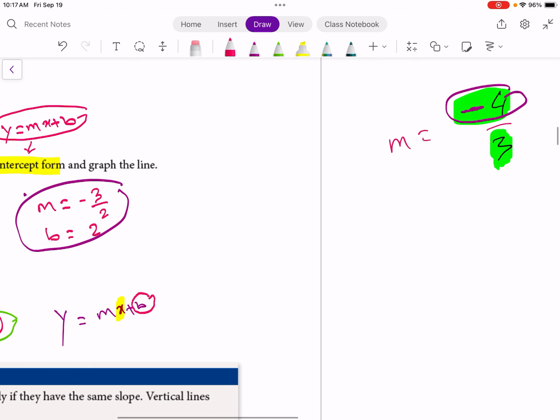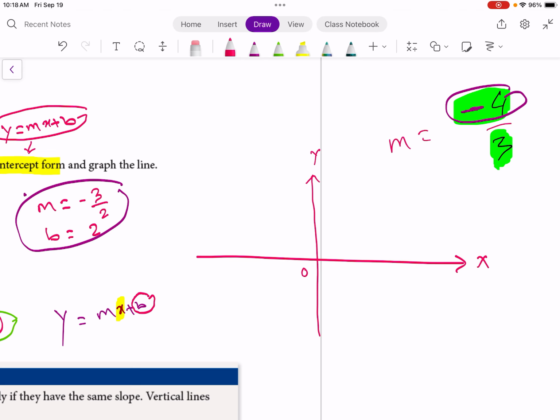To graph, we need a Cartesian coordinate system. We have an x-axis, y-axis, we have an origin. Now where do we start? We start from the y-intercept, and the y-intercept is 2. So it means the very first starting point is positive 2. It's on the y-axis. So this is 2. This is our y-intercept b. Now we find the next point with the help of our slope.